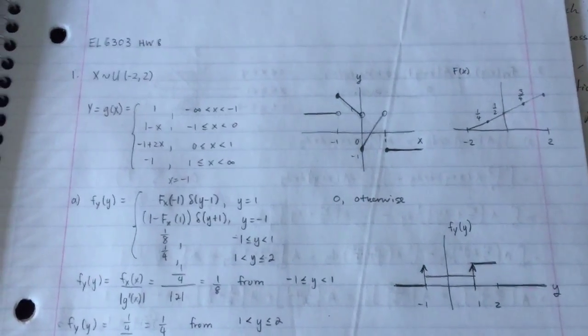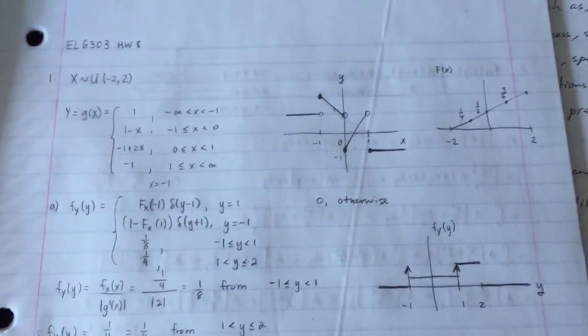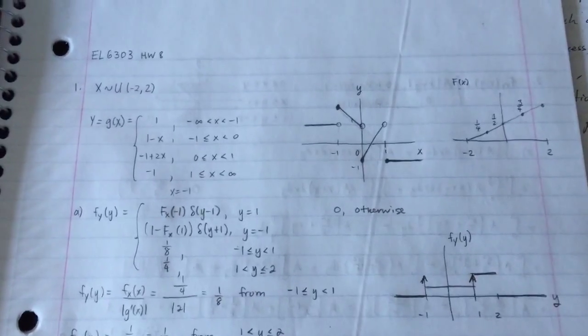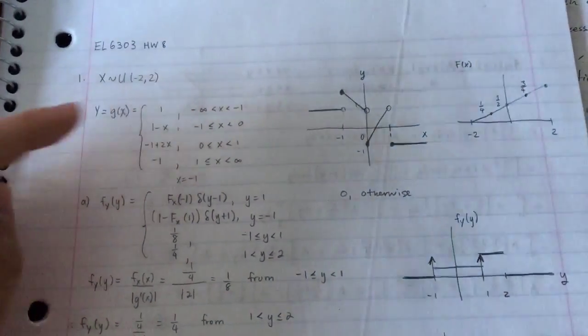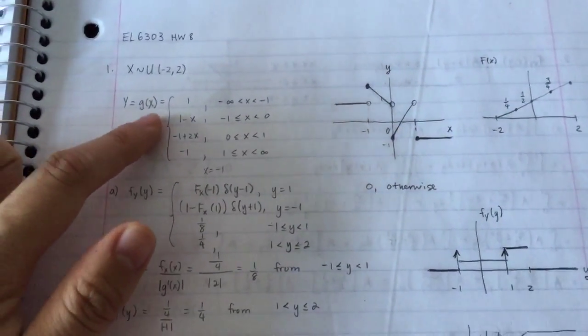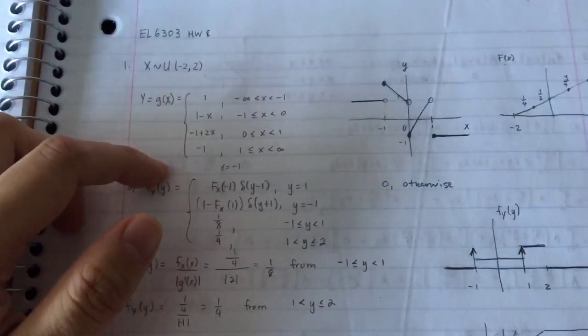This is Danny Tang. I'm doing the probability homework 8, number 1. And the problem states that X is uniform from -2 to 2. Y is g of x, which is given here.